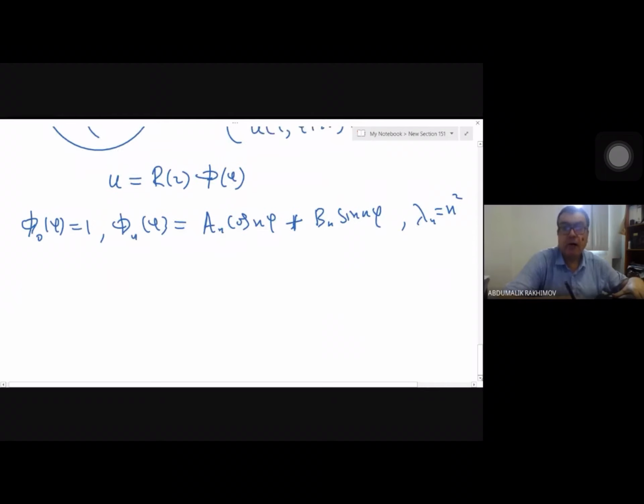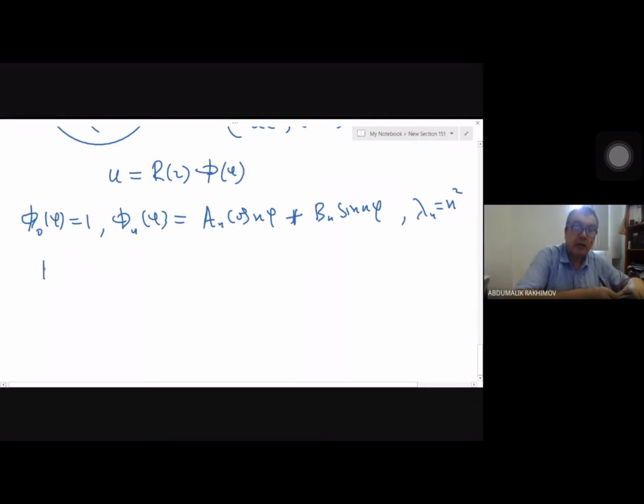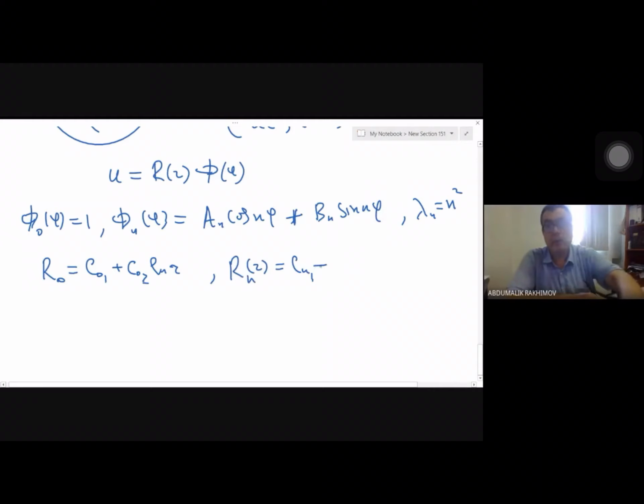Then the same thing for R function. So R0 will be equal to C01 plus C02 ln R, and Rn is equal to Cn1 Rn plus Cn2 R power minus n. But we cannot say now that C01 and C02 and Cn2 will be 0.